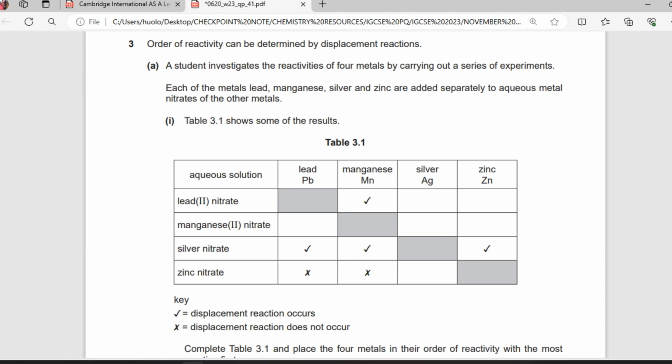Question 3. Order of reactivity can be determined by displacement reactions. A student investigates the reactivities of 4 metals by carrying out a series of experiments. Each of the metals, lead, manganese, silver, and zinc, are added separately to aqueous metal nitrates of the other metals. Table 3.1 shows some of the results.